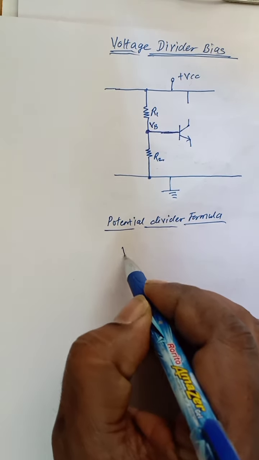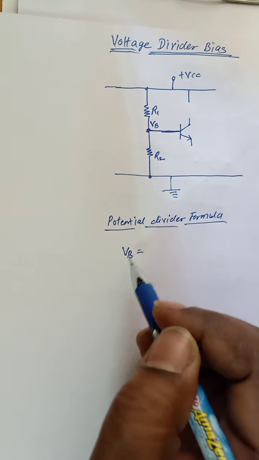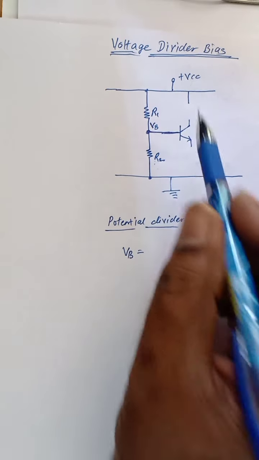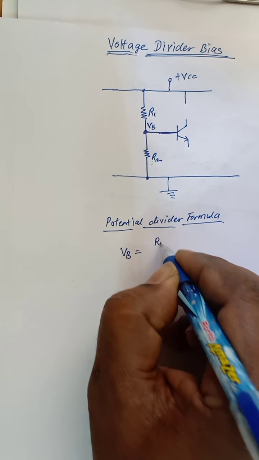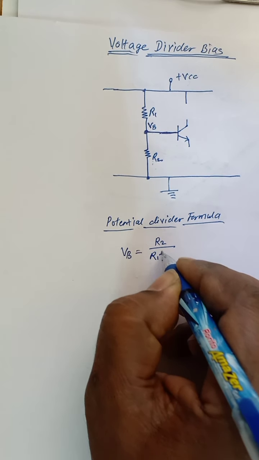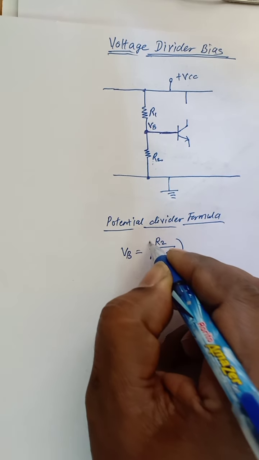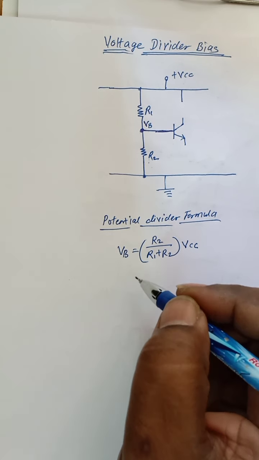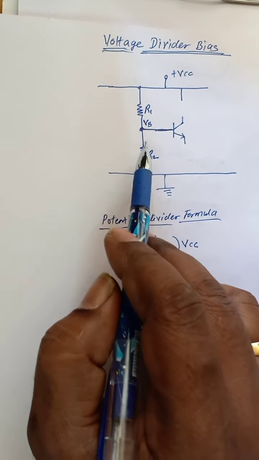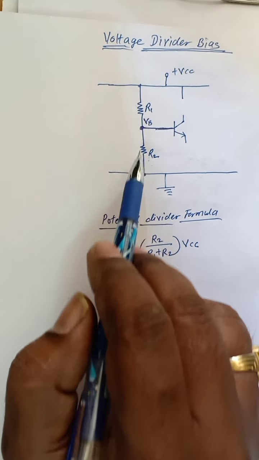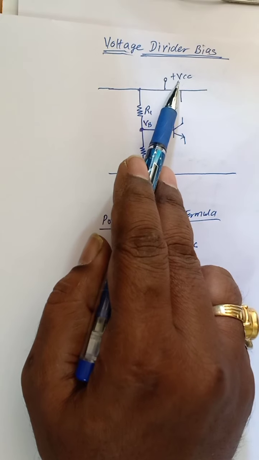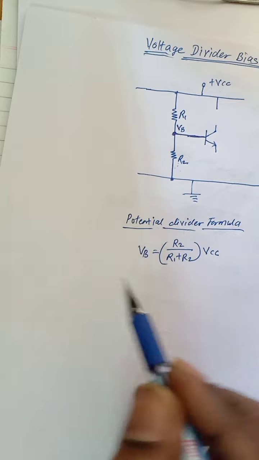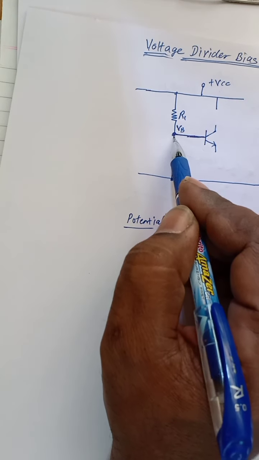So VB equals, by using the potential divider formula, R2 divided by R1 plus R2 into VCC. So this is the voltage at the base of the transistor. R2 divided by R1 plus R2 into VCC is the voltage applied here. So this is the voltage equation at the point VB.